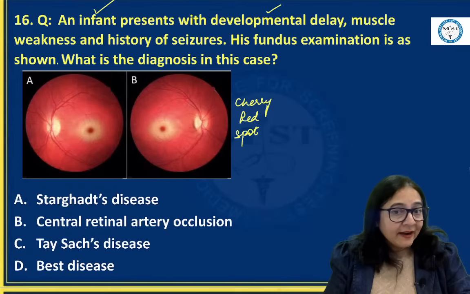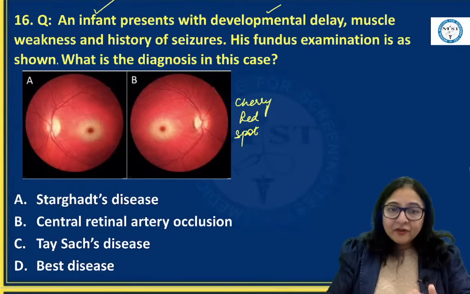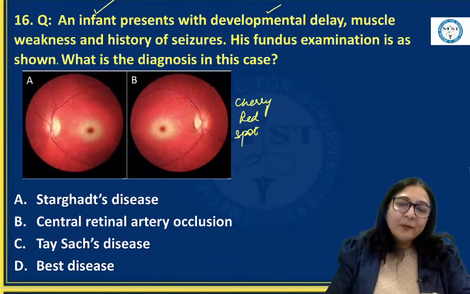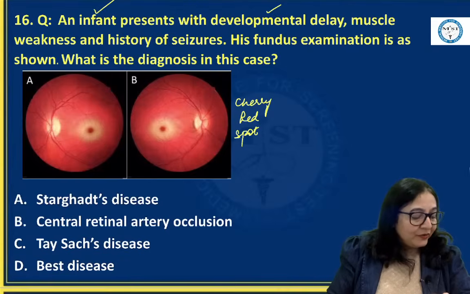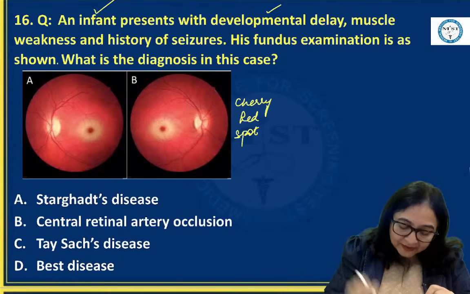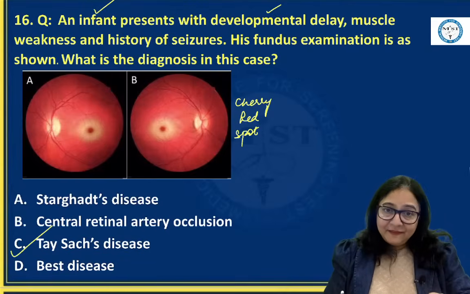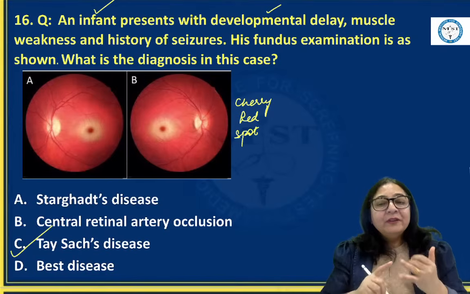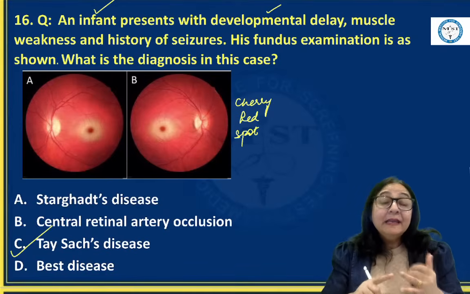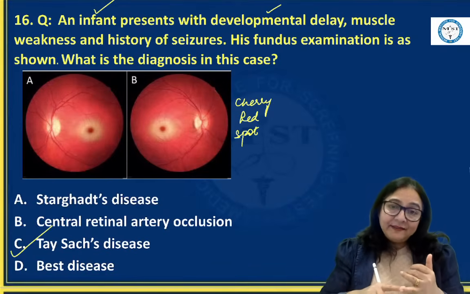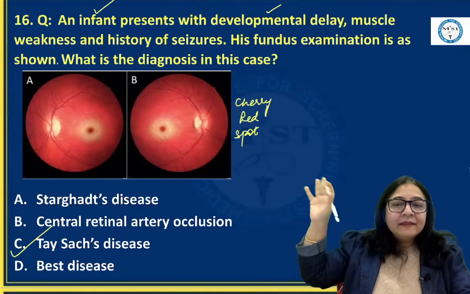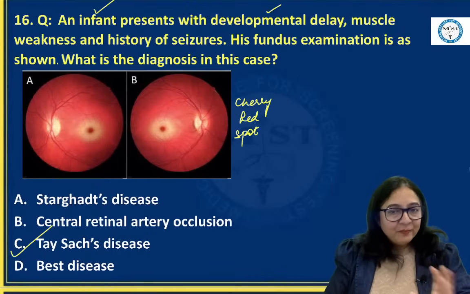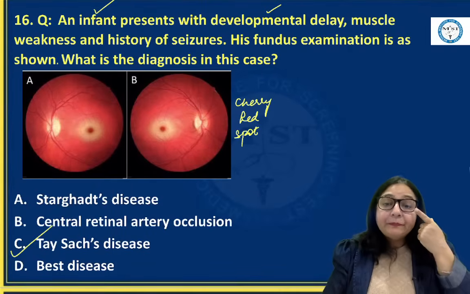Is it Stargardt disease, central retinal artery occlusion, Tay-Sachs disease or Best disease? As all of you are telling me, absolutely right, it is Tay-Sachs disease. You know, cherry red spot is present in nearly 90% cases of Tay-Sachs disease, and these are the systemic features there, so you must be aware of this.